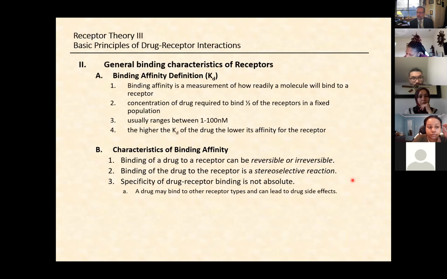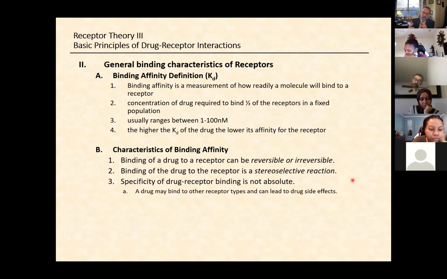Okay. And number three, and this is very, very important, I've already iterated this, the specificity of drug receptor binding is never absolute, okay? I don't know of one type of ligand or drug or neurotransmitter or hormone that binds only to one receptor at any concentration, okay? So I don't know of any examples of that. All drugs, okay, can bind to multiple receptors.